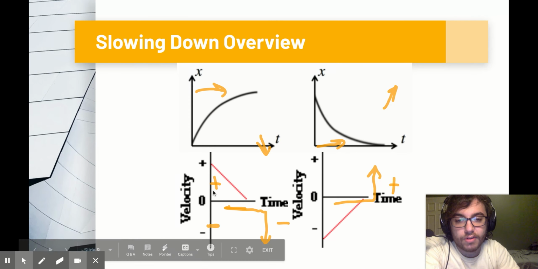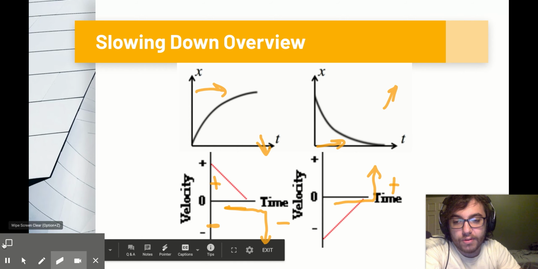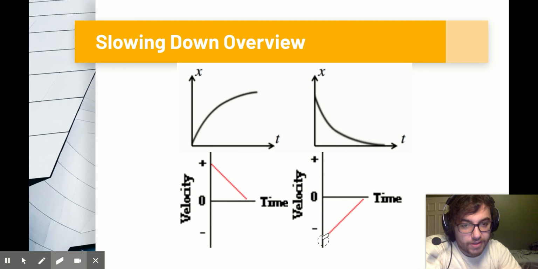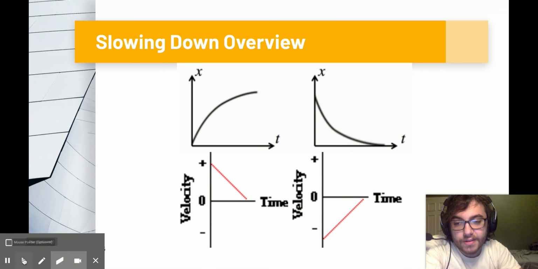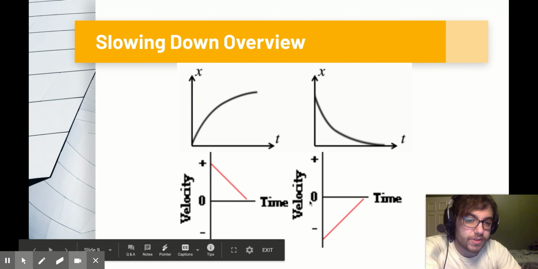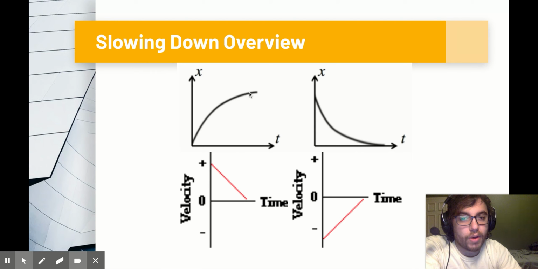Right here. While these are slowing down, they are still going in a positive direction, and this one is still going in a negative direction because it is on this side of the axis, which is the positive side. This is on the negative side of the y-axis, which is the negative side, showing negative direction. Okay? Going away from the origin means positive direction on the position versus time.